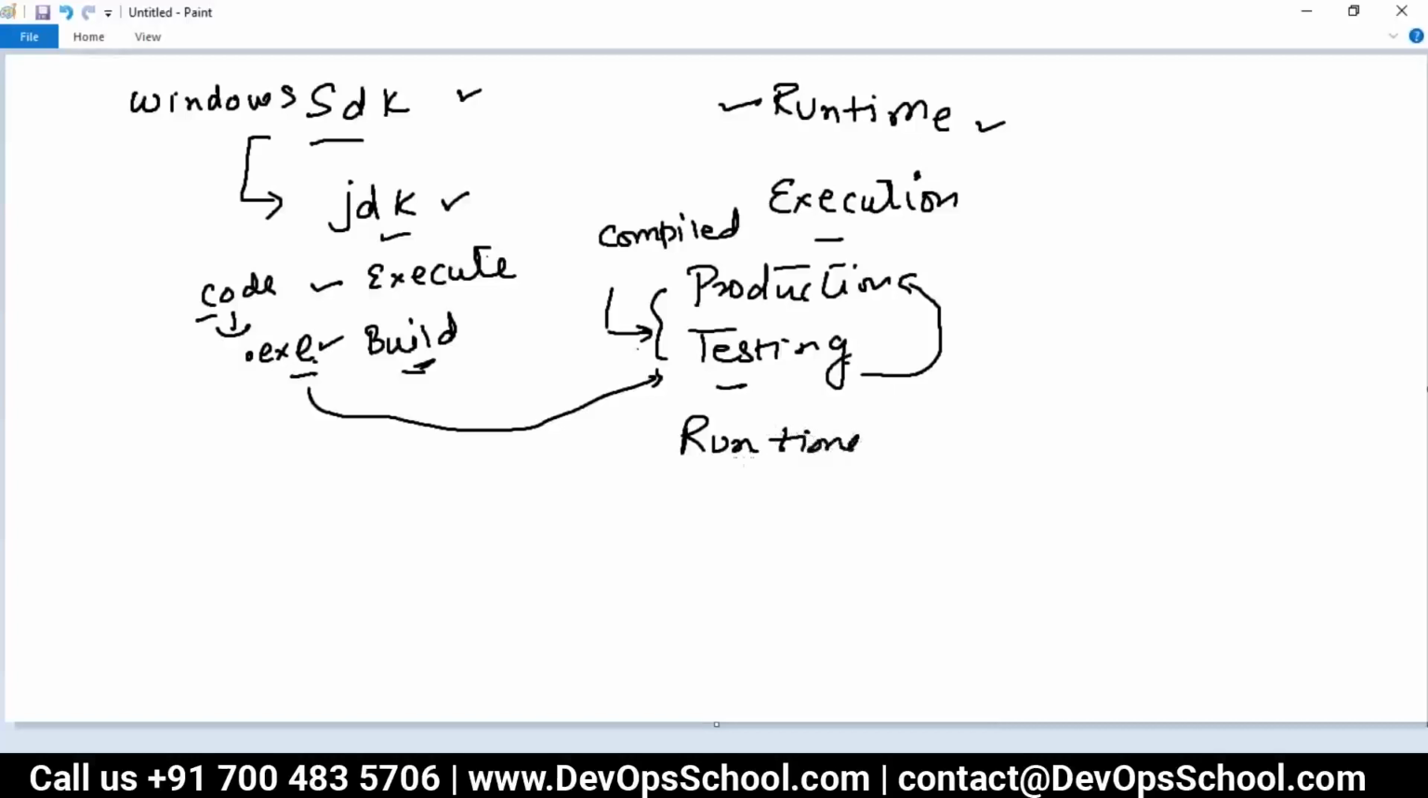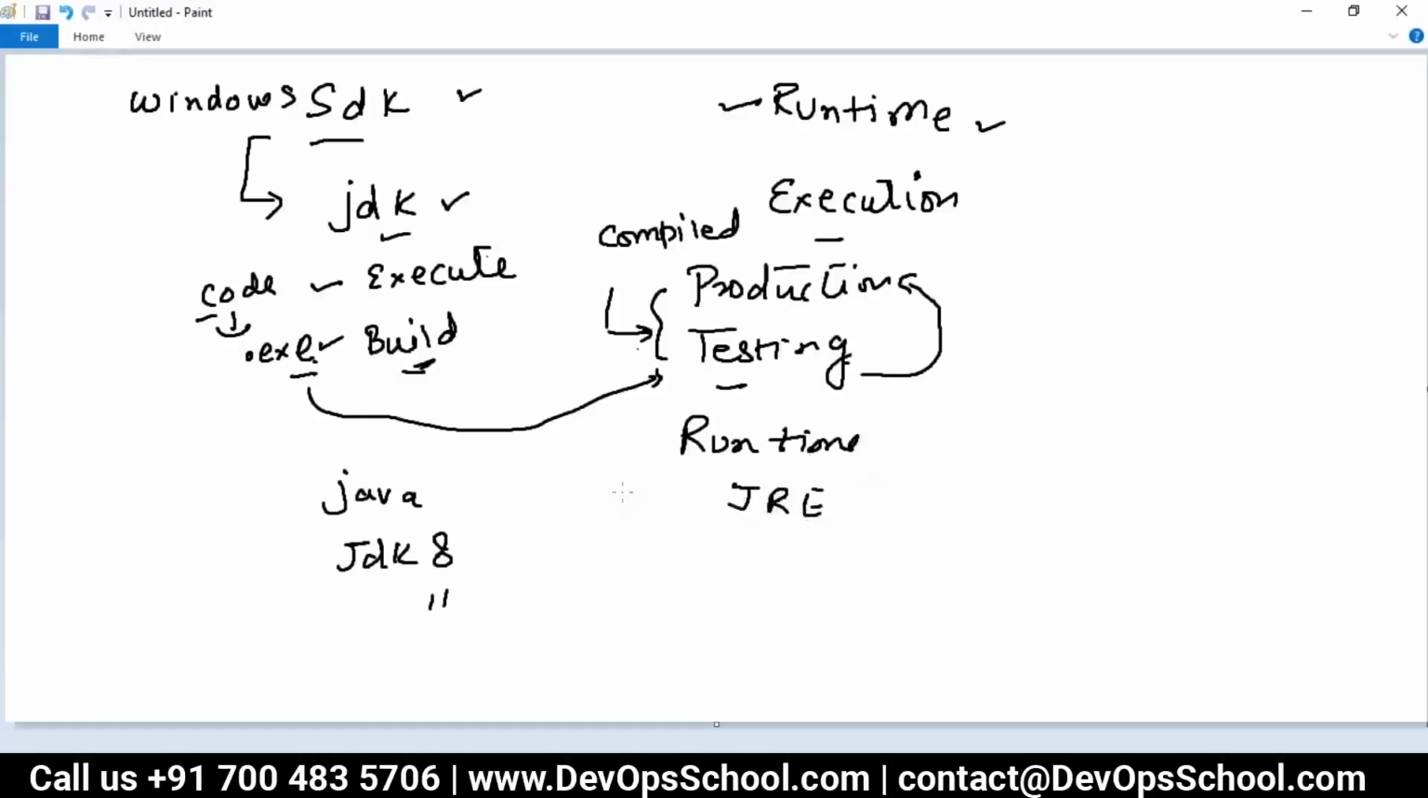Okay. So if I talk about Java, Java has a software development kit called JDK. You may have heard about that because most of the time we use JDK 8, JDK 11. So there are different versions of Java available. And the runtime is basically JRE, Java Runtime Environment.